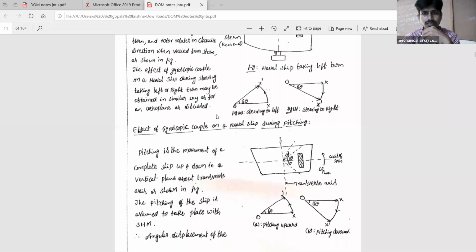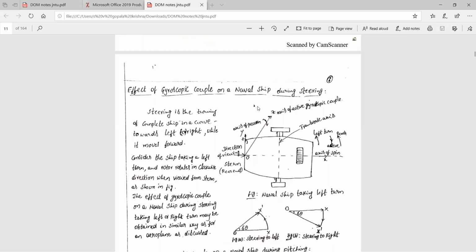Here we look at the steering point of view. What we discussed were the conditions on our naval ship during the steering effect. We already discussed that, and we will just recall one condition. All of you observe that.